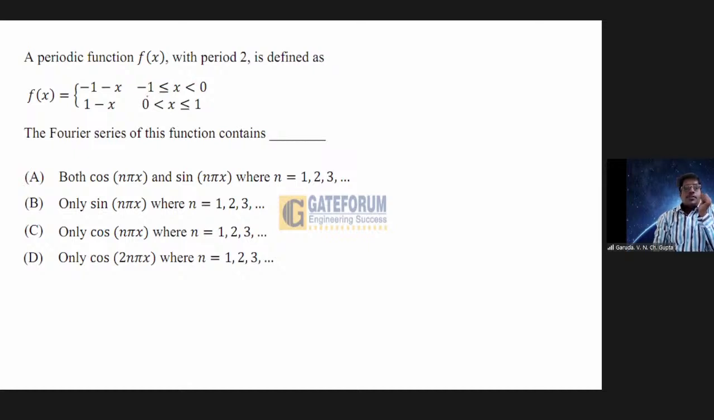Okay, so this is a piecewise continuous function, f of x defined in different subintervals. The Fourier series of this function contains, with 4 options A, B, C, D given. First, generally whenever an interval is minus L to L or minus pi to pi, please check whether the function is even or odd so that we can save time and the procedure becomes easy. Usually the period is denoted by 2L. The period is given as 2, which implies L is equal to 1.